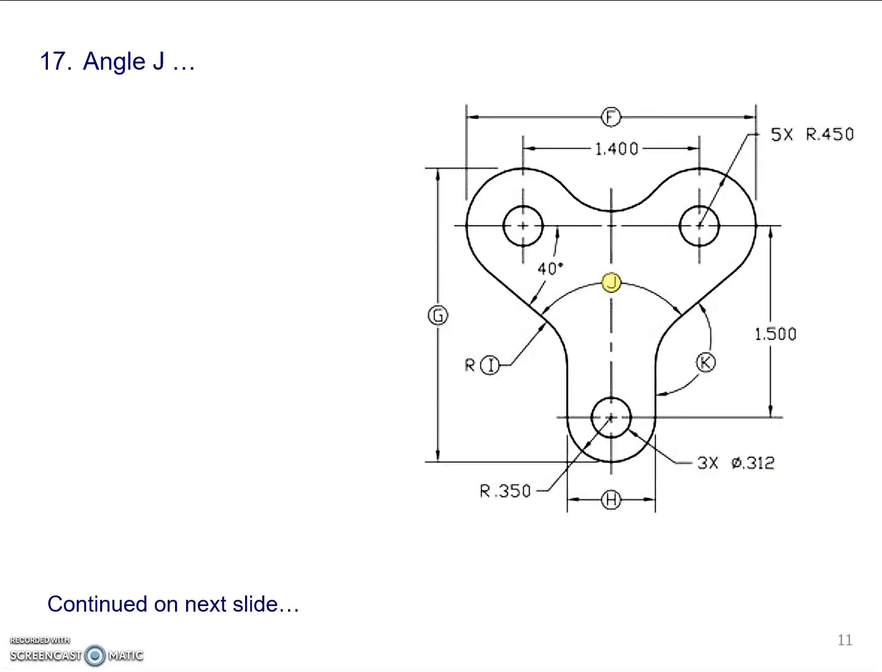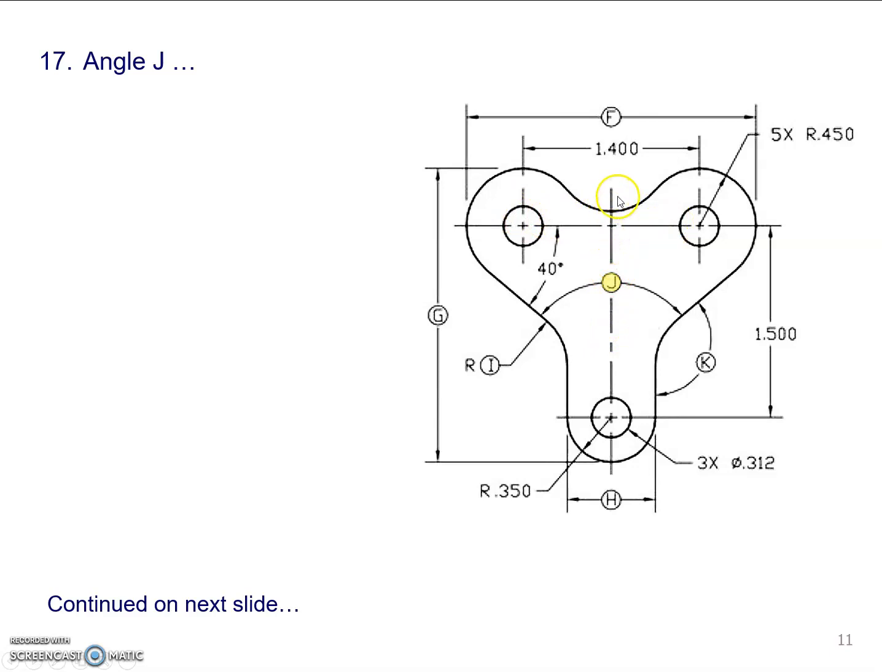Okay, now the challenging part. Let's think about this angle J. And at first glance, it looks like they are not giving us much to go on here. So let's see what we can pull out of here. What we know is there's one angle over here, and it's a 40-degree angle. And that fundamental rule of dimensioning tells us if it looks like 90, it is 90. So these center lines are at 90 degrees.